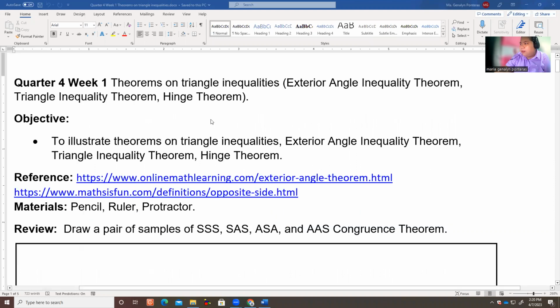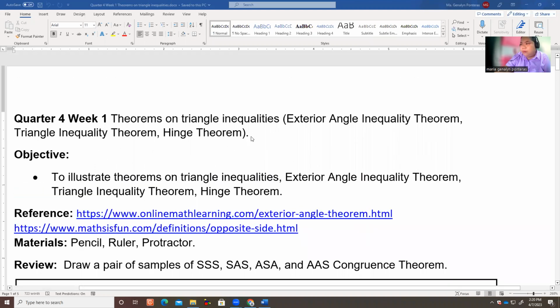Okay, good day everyone. To all my viewers, I would like to present quarter 4, week 1, theorems on triangle inequalities. So, triangle inequalities are the exterior angle inequality theorem, the triangle inequality theorem, and the Hinge theorem. Our objective for this session is to illustrate theorems on triangle inequalities, which are the exterior angle inequality theorem, the triangle inequality theorem, and the Hinge theorem.